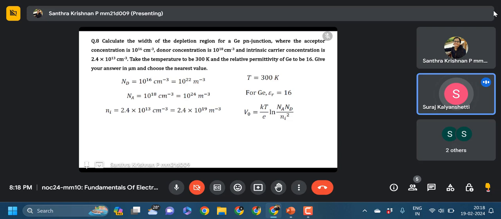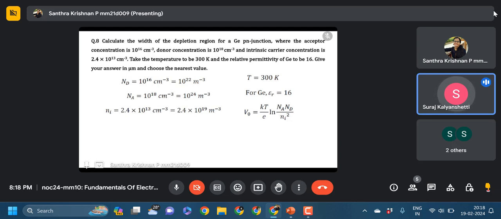Can you give me 1.38 into 10 raised to minus 20? 1.6 into 10 raised to minus 19, into 300, right? ln of Na is 10 raised to 16, into 10 raised to 18, correct? And ni is 2.4 into 10 raised to 13, correct?